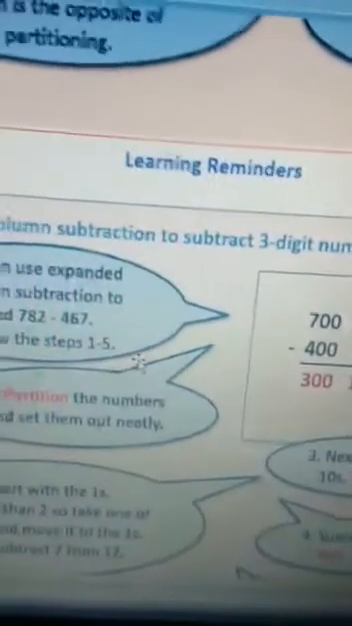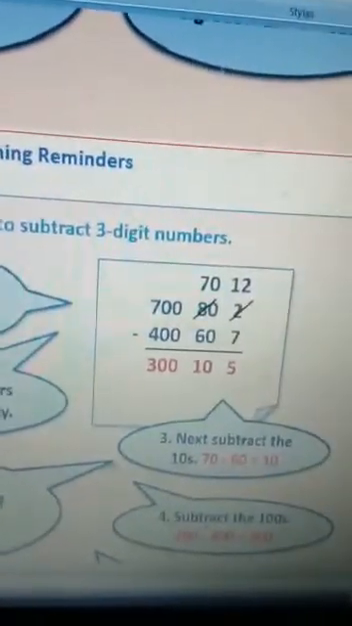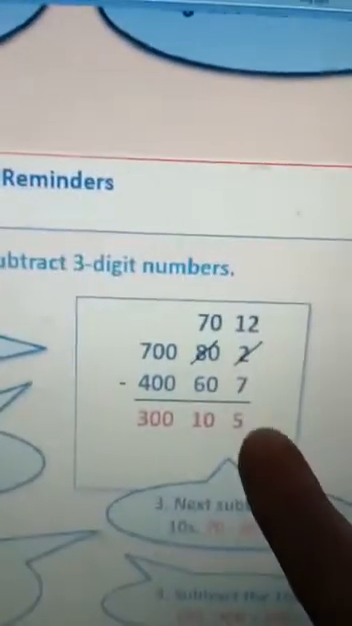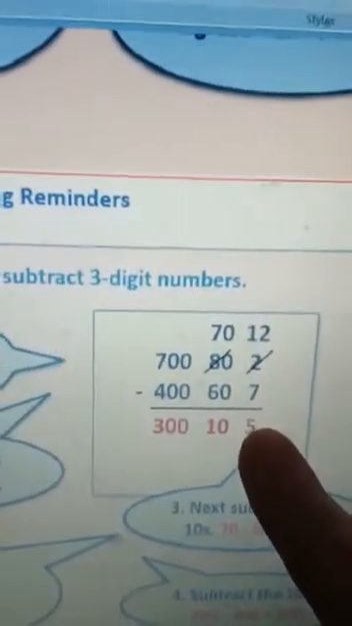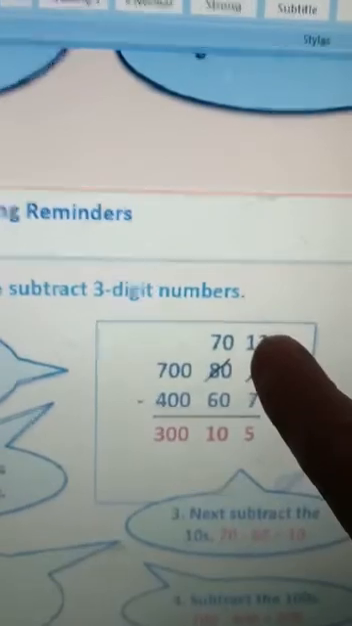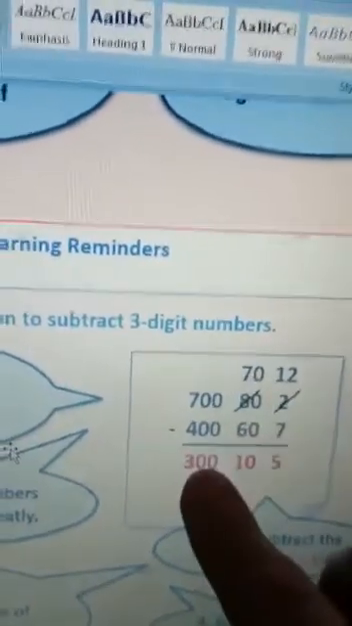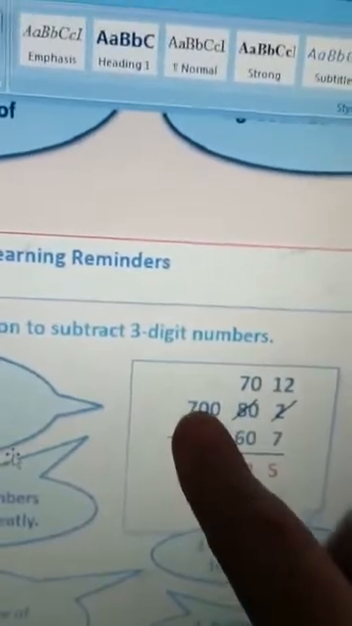Okay, and here is an example of an expanded column work for subtraction. The sum there is 782 take away 467, and we have to borrow and readjust to work it out. We can do our check with the inverse of the sum. 5 plus 7 makes 12, 10 plus 60 makes 70, and 300 plus 400 makes 700. So we can go backwards with the addition.